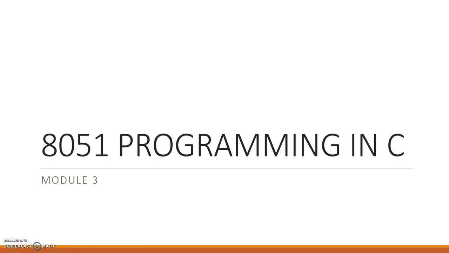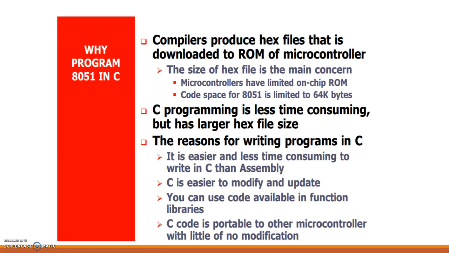8051 programming in C. So why program 8051 in C? The compiler produces a hex file that is downloaded to the ROM of the microcontroller. We can use different compilers. In the lab we use the Keil compiler.